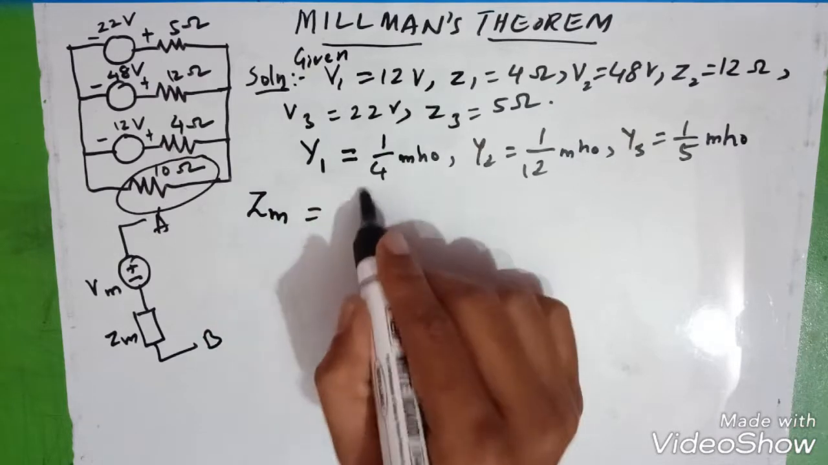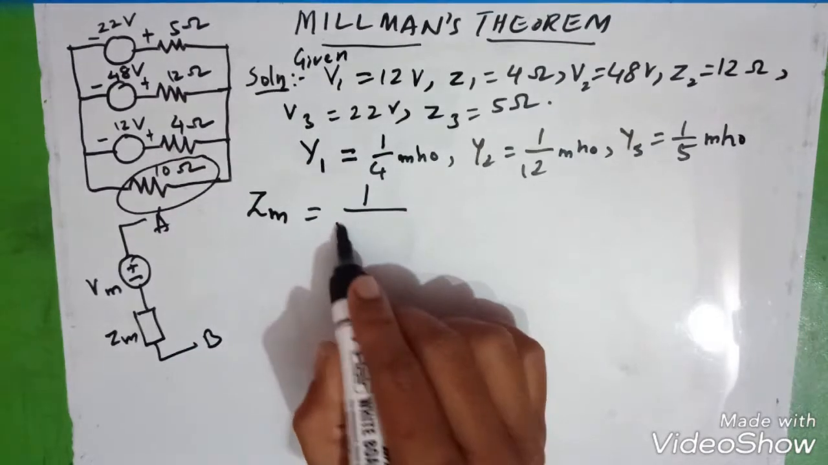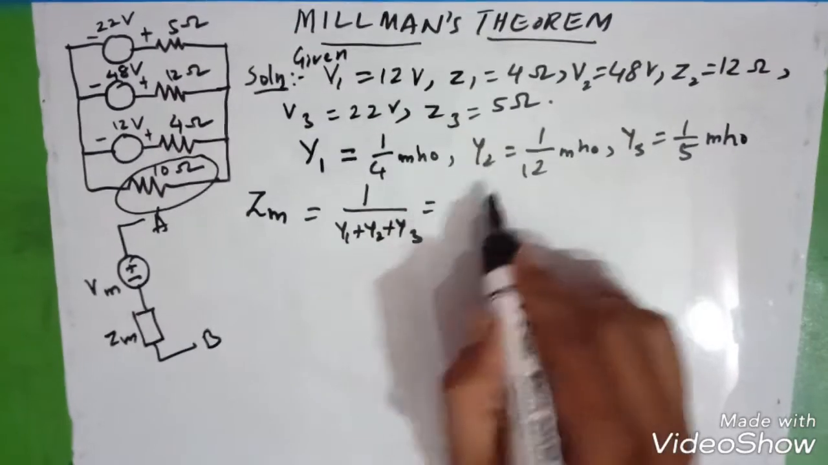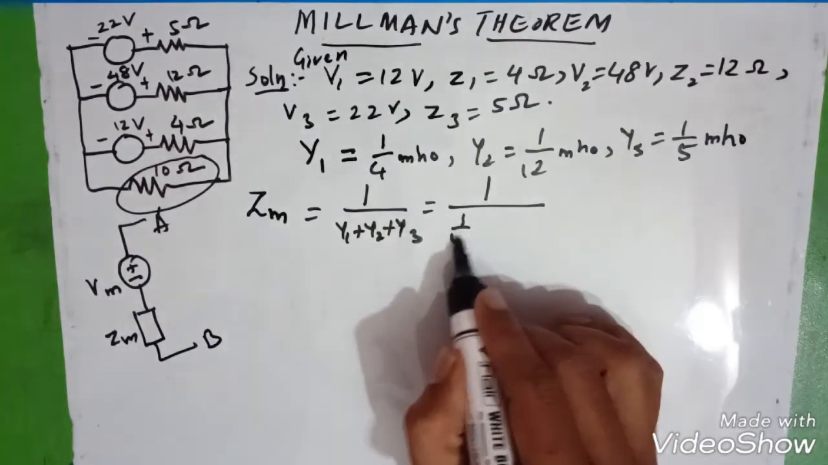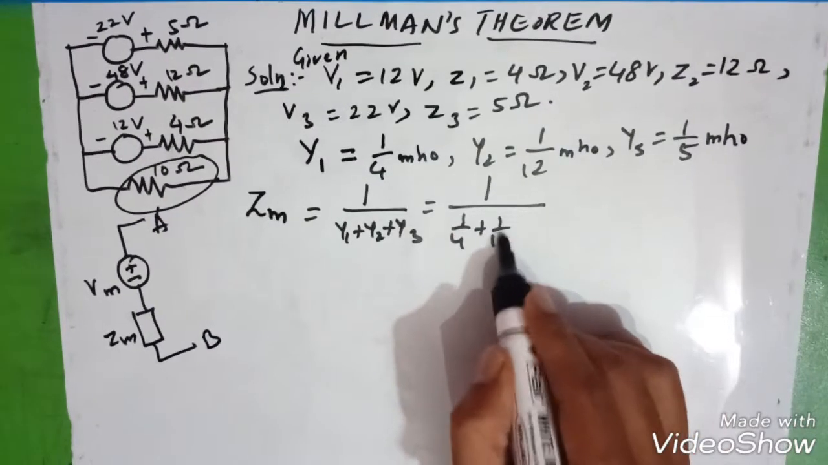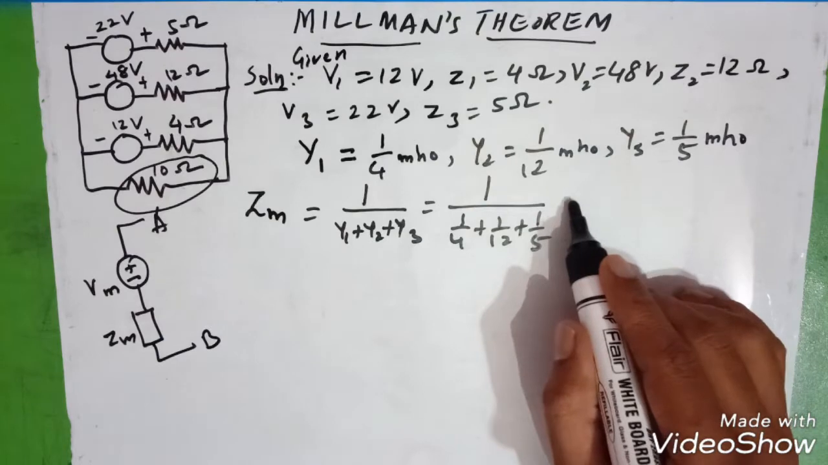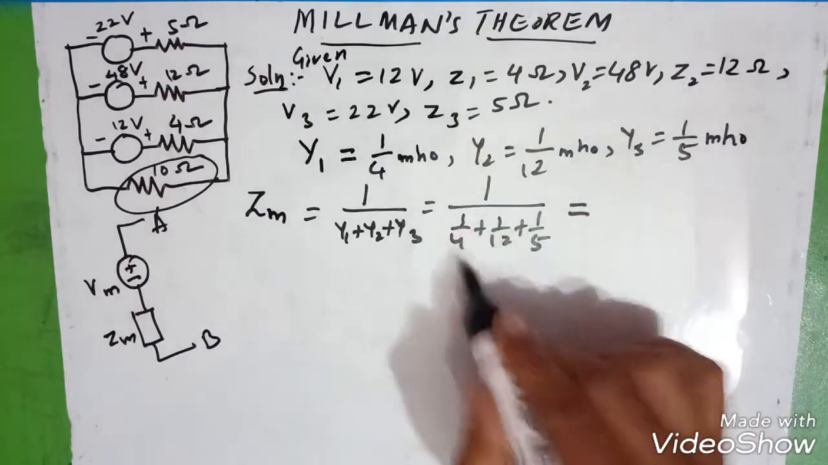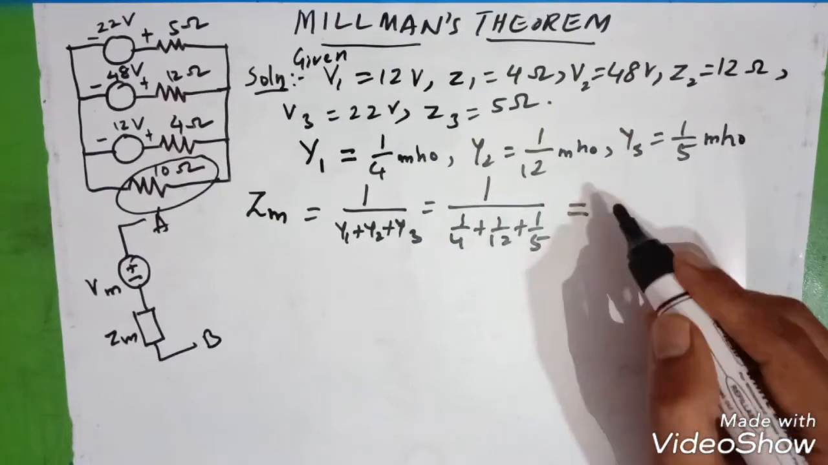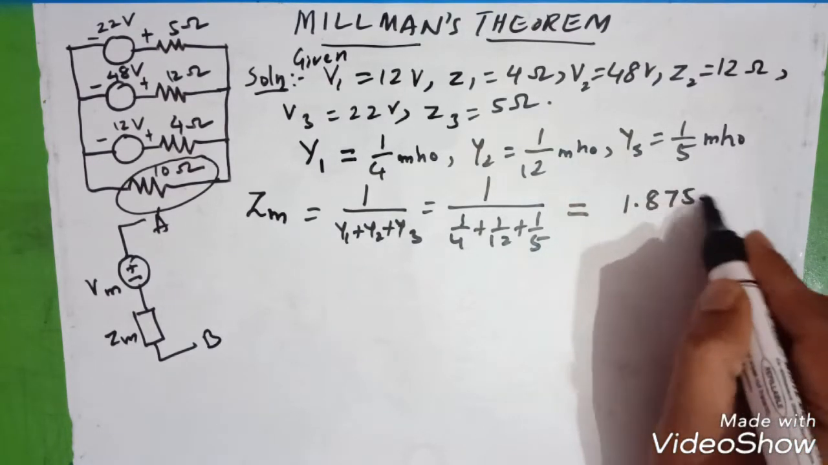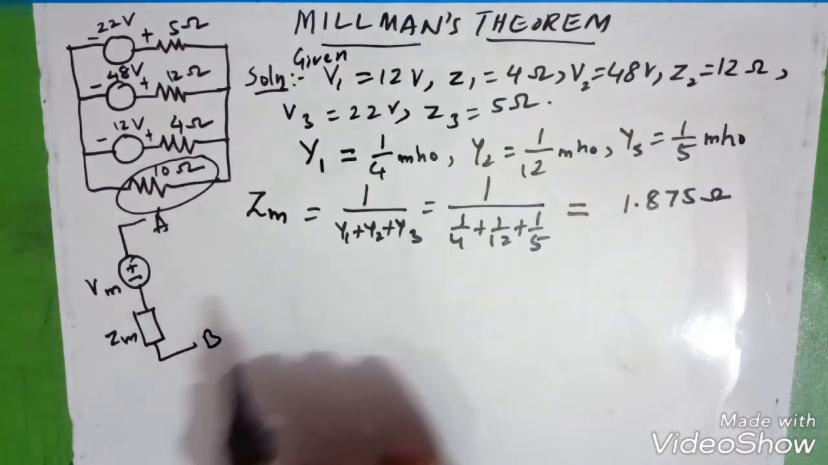Let us calculate the impedance first. Zm is nothing but 1 divided by Y1, Y2 and Y3. So we can write 1 by 4 plus 1 by 12 plus 1 by 5 as the admittance. If you calculate this value after taking the reciprocal, after finding the LCM and all the calculation, you must get 1.875 ohm as the total impedance.